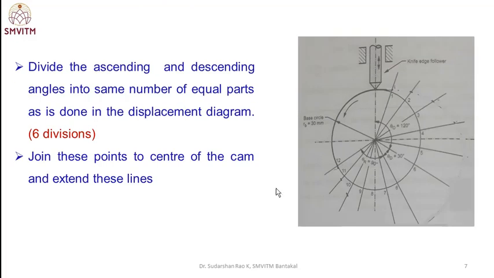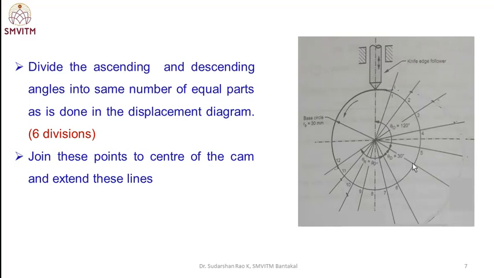Then divide the ascending and descending angles into the same number of equal parts. That is 6 divisions, 0 to 6 and 6 to 12, totally 12 points, in the clockwise direction. The marking is also in the clockwise direction: 1, 2, 3, 4, 5, 6, then 6, 7, 8, 9, 10, 11, 12.